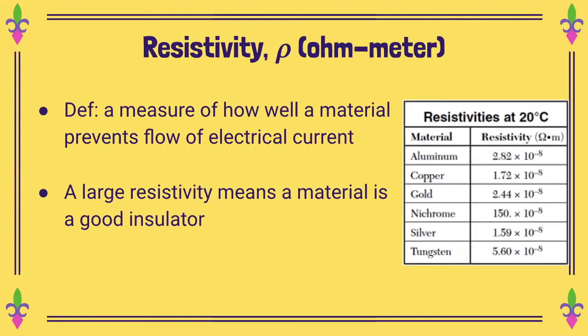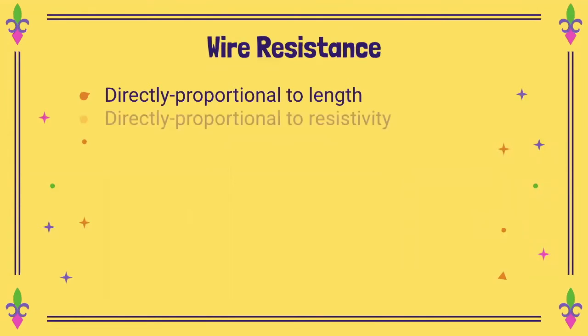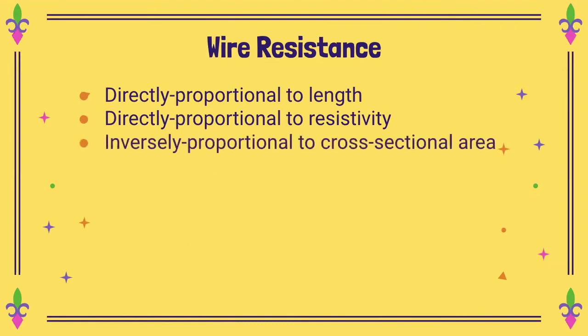resistivity goes up means more resistance. If the resistivity is big, it's a better insulator, so the resistance is higher. So here's your equation for wire resistance. We know it's directly proportional to length, so length goes in the numerator. It's directly proportional to resistivity. A better insulator means more resistance. So that goes in the numerator. And finally, we know it's inversely proportional to area. Having more area actually makes it easier for the electrons to flow through. So our final equation looks like this.